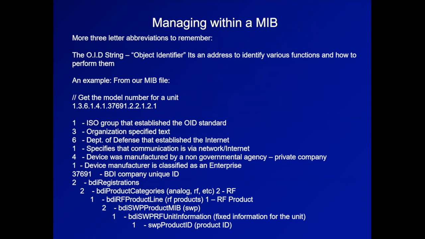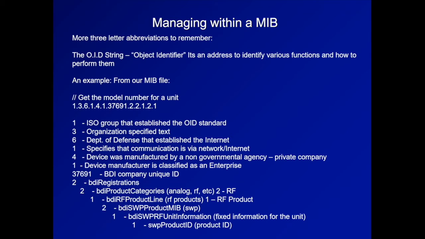So there's some more three-letter things to remember here. The OID string, which is the object identifier. Basically, this is an address to identify various functions and how they perform them. I thought it was kind of interesting to pick this apart and describe what these numbers mean. Just about every OID string starts out with the same set of digits, and you'll see why here.